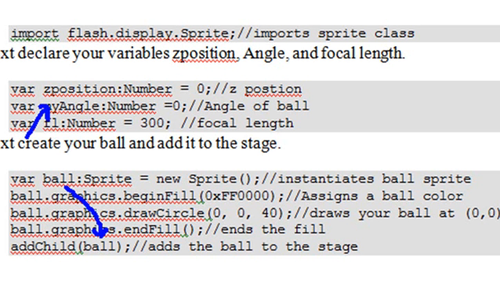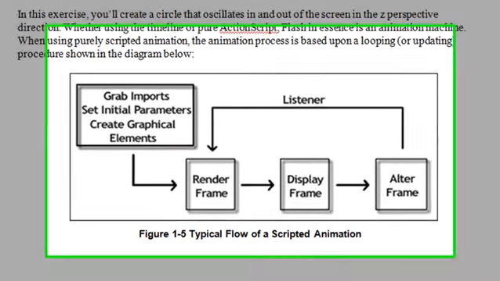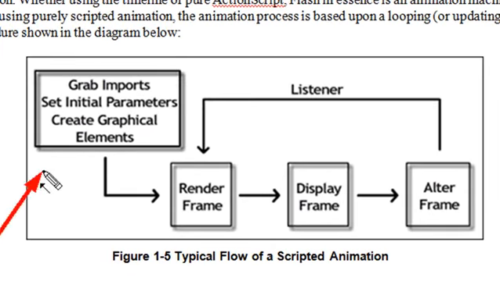So the next thing you want to do is add that listener. Coming back to our animation graphic, what we've done to this point is bring in our imports and create our graphical element. Now we want to add a listener so we can iterate through these animation routines.